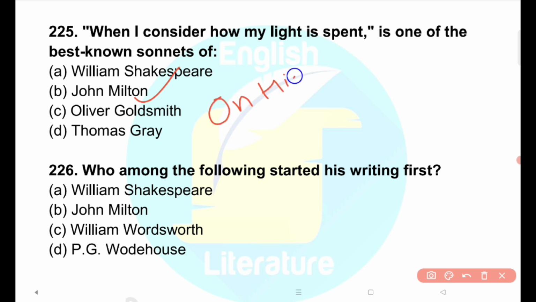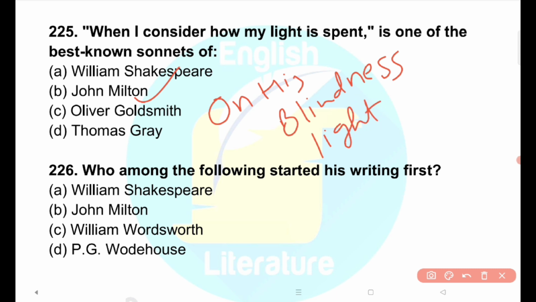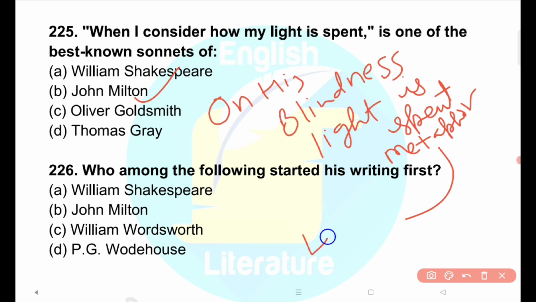On His Blindness is famous for its exploration of the poet's struggle with blindness and his contemplation of how to serve God despite his disability. The phrase "light is spent" metaphorically means lost sight. The light represents Milton's sight, which he has lost, and spent means used up or gone.